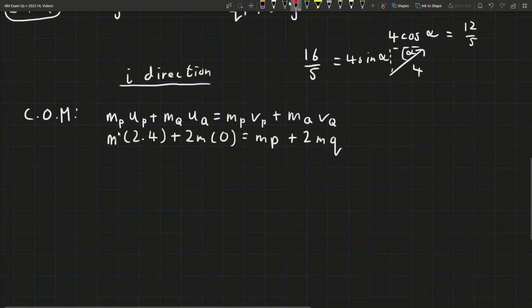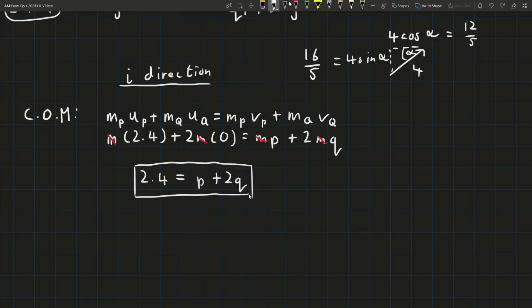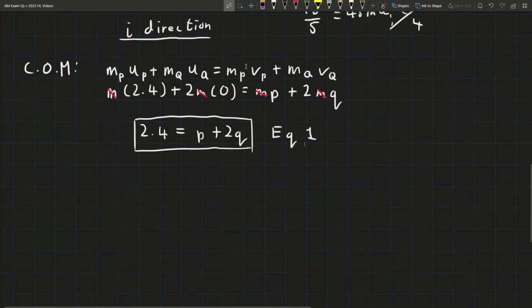So all of those m's are going to cancel if we divide everything by m, and we get that 2.4 plus 0 is nothing, equals P plus 2Q. And that's our first important equation. In a collisions question, I'd usually label them. This is equation 1, because, not in this question necessarily, but in some other collisions questions, they can get very messy.